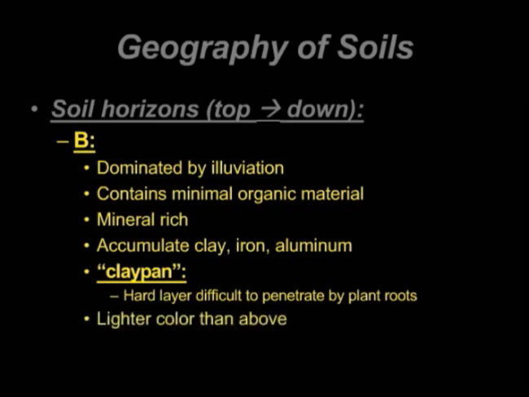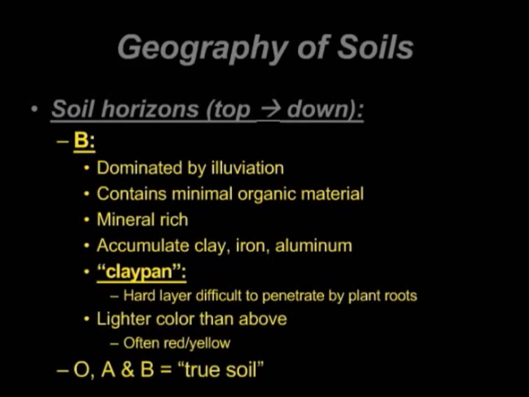This is going to be lighter in color than the layers above because of that lack of organic material. Often you get this reddish yellow color with the clay. That is more of a mixture of iron and other minerals that are oxidizing, or rusting, which gives some of that color to this clay pan layer. When we refer to true soil, this is the combination of the O, A, and B. So that's what we think of as the entire soil, not the topsoil, but soil broadly in general.